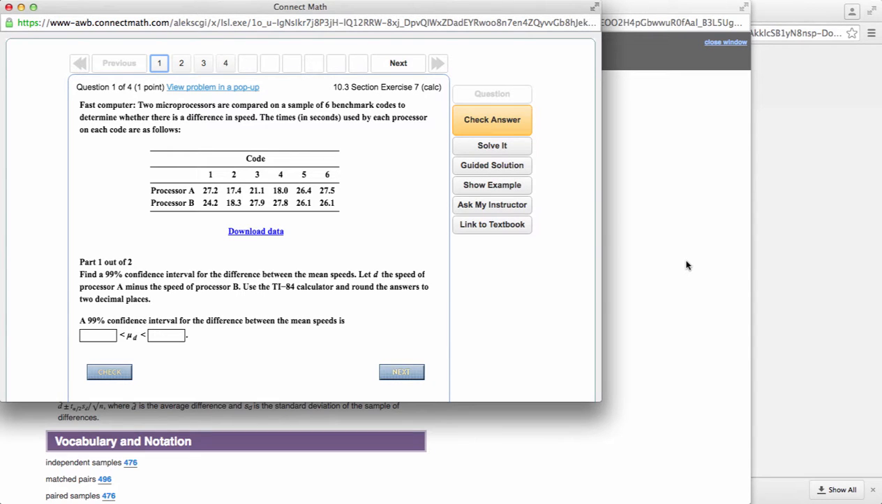Two microprocessors are compared on a sample of 6 benchmark codes to determine whether there is a difference in speed. The times, in seconds, used by each processor on each code are as follows. Find a 99% confidence interval for the difference between the mean speeds. Let D be the speed of processor A minus the speed of processor B. Use the TI-84 calculator and round the answers to 2 decimal places.